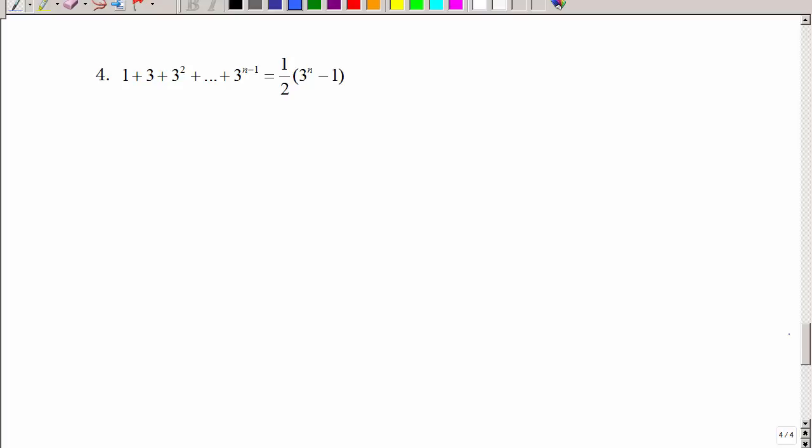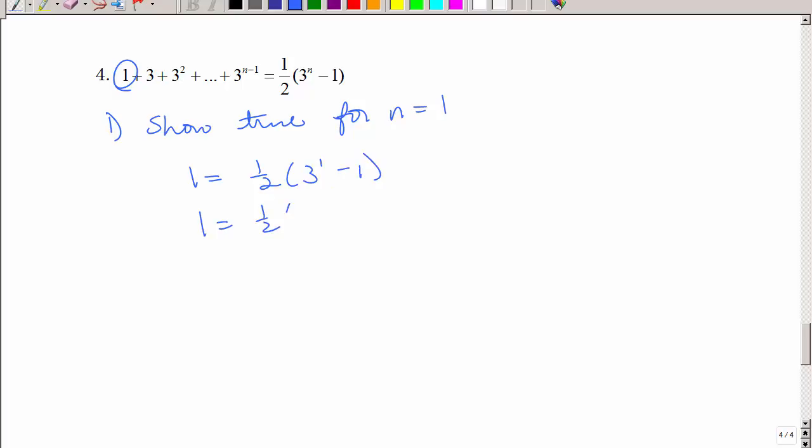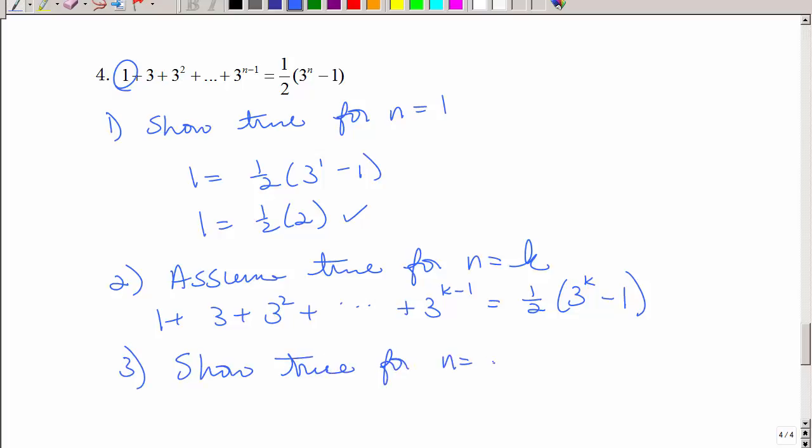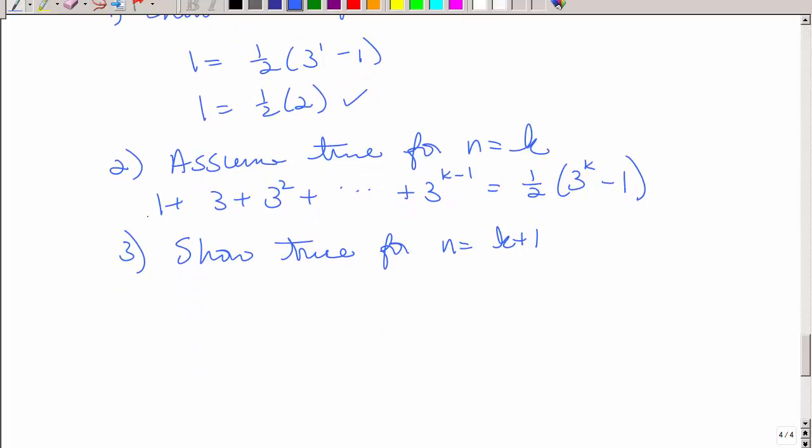Now the next example, we have those exponents, which I know everyone struggles with. All right, so we're going to show true for n equals 1. Does the first term equal this? And yes, it does. Writing down our assumption statement. And now we have to get to work. Okay, so again, we write down exactly that, not changing a thing. And then we add the next term.